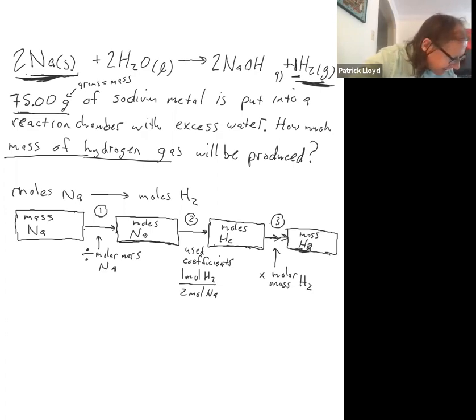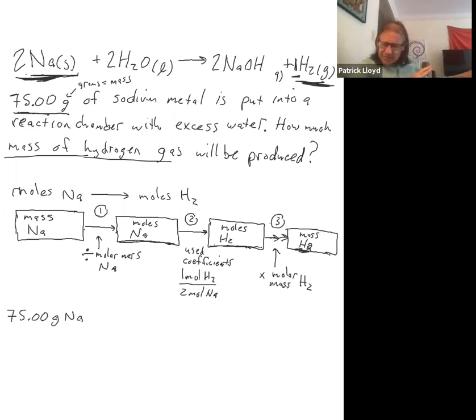We're given 75 grams of sodium. That's mass. Okay, so we're going to convert that to moles of sodium. The molar mass of sodium, it's element number 11. It's on the far left side of the periodic table in the 3rd row, right? So it's group 1A, 3rd row. Sodium is 22.99. So I'm going to divide that by the molar mass.